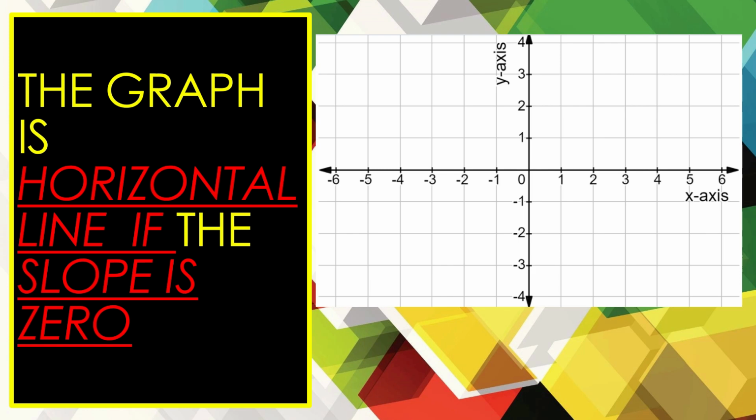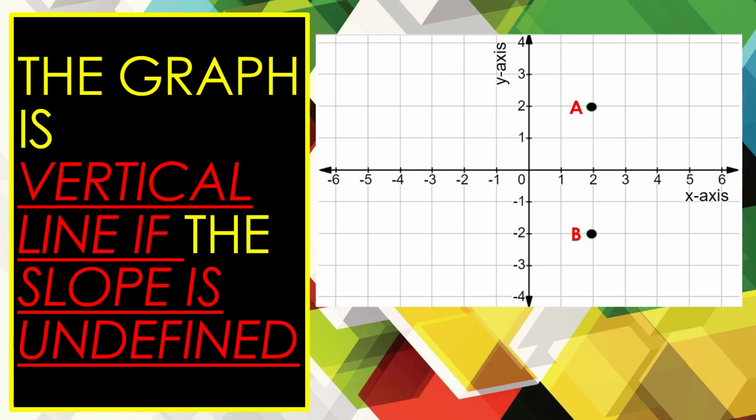The graph is a horizontal line if the slope is 0. Let's have point A and point B. Let us connect the 2 points. If we start counting from point A, there's no movement of our rise, so our slope is 0. The graph is a vertical line if the slope is undefined. Now we have point A and point B. Let us connect the 2 points. Now we cannot determine where we will start counting our rise. That is why the slope is undefined.